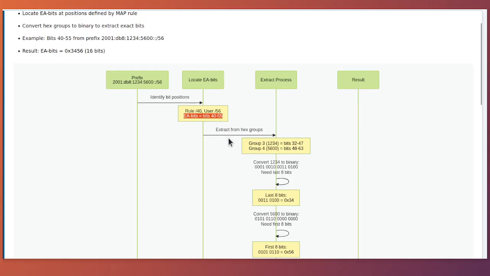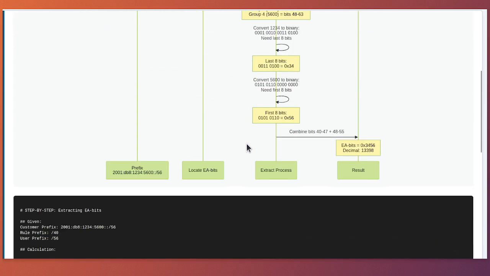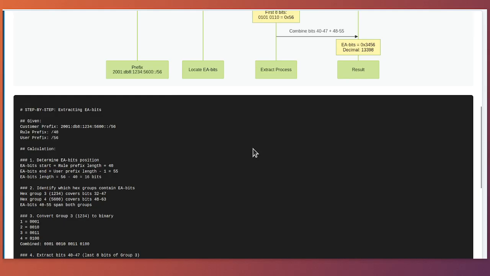Step 2 is to convert the relevant portions of the IPv6 address to clearly see these bits. Let's write out the hex groups with their bit positions. Group 1, which is 2001, occupies bits 0 through 15.